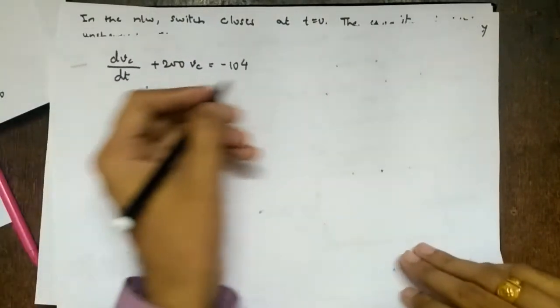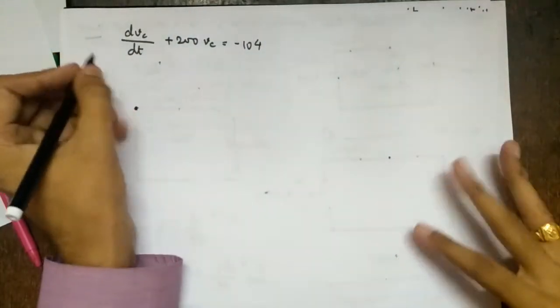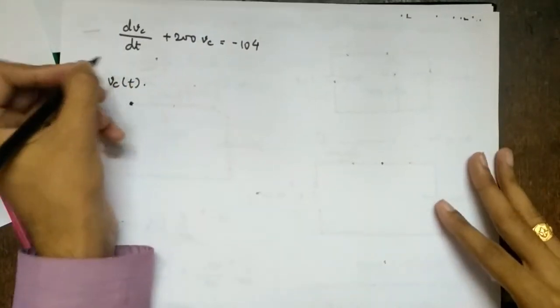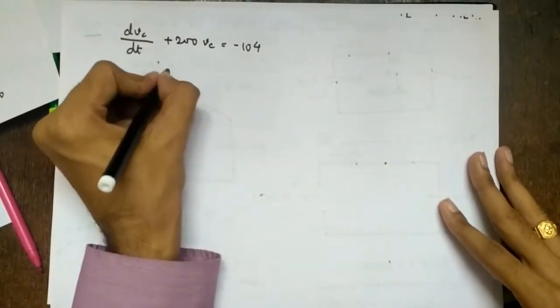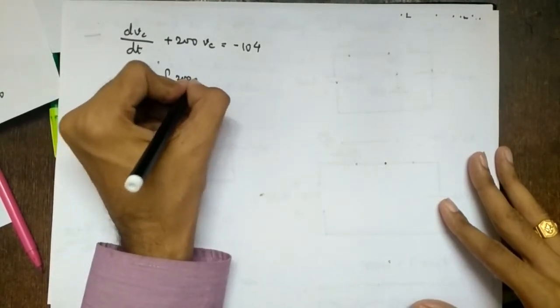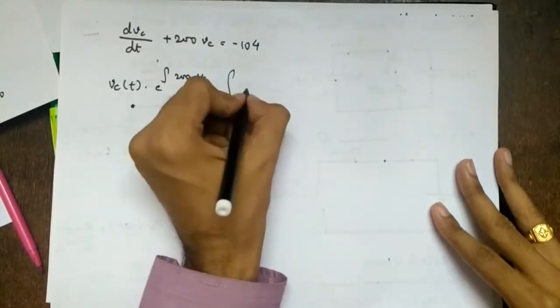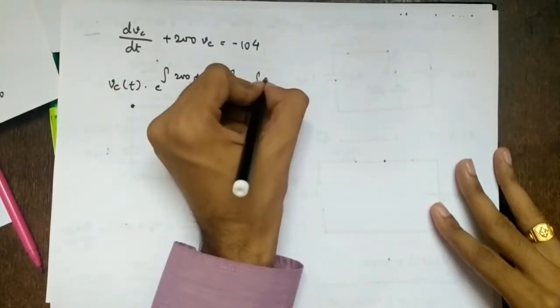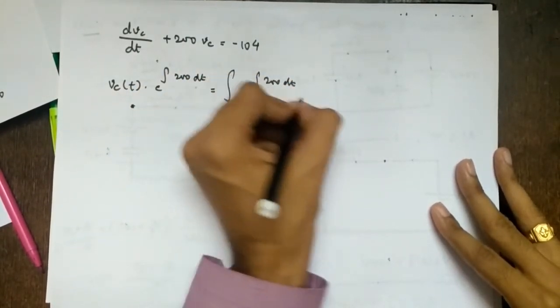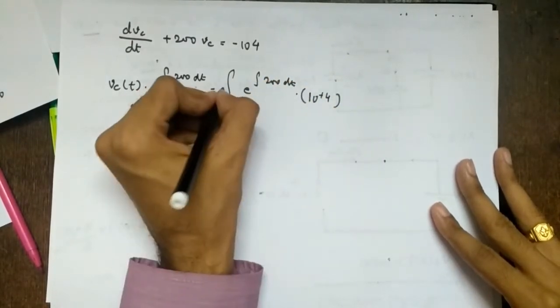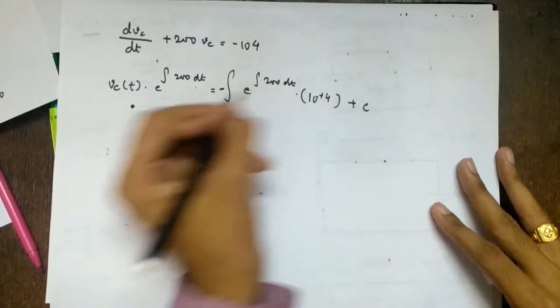Right. So this is again a differential equation. So what is it? Dependent variable Vc of t into integrating factor, so e raised to integral of p, which is 200 dt, equal to integral of integrating factor, e raised to integral of 200 dt, into q. So 10 raised to plus 4, sorry, and minus L right here, plus c.